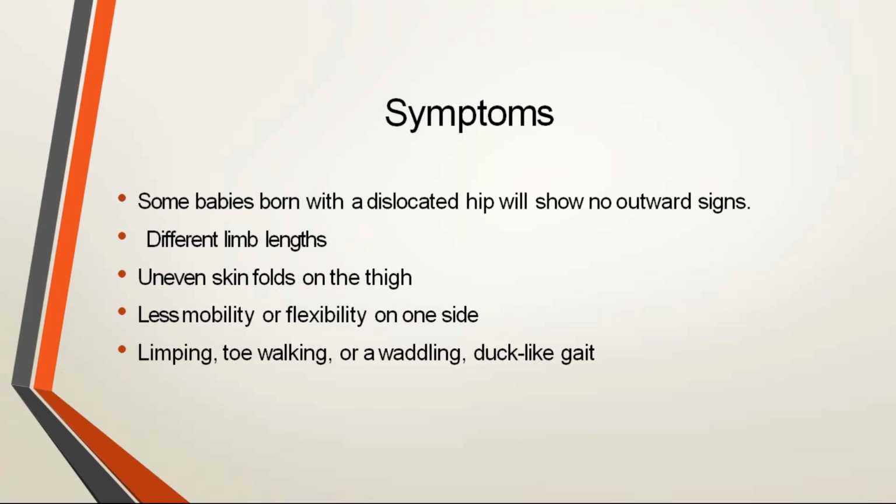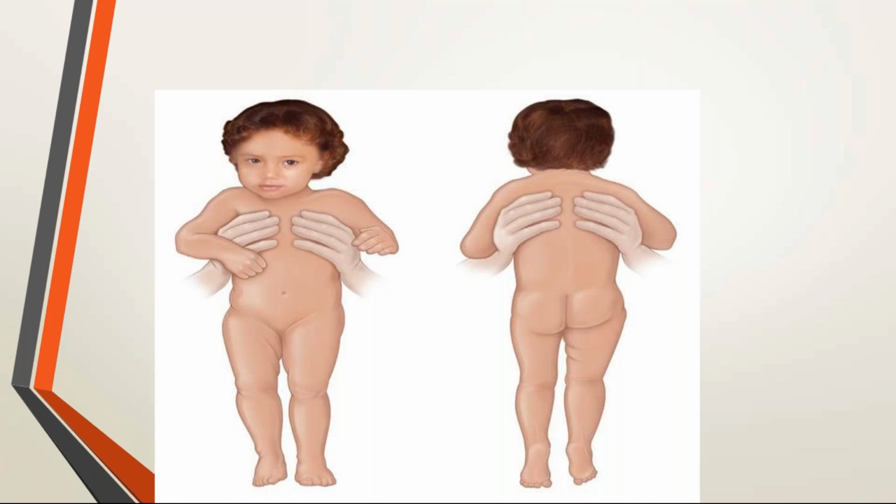Symptoms. This is the picture depicting the symptoms of DDH. As you can see, there is a limb discrepancy. The right lower limb of the baby is a little shorter than the left, and there is an asymmetrical gluteal fold and excessive folds over the right thigh.